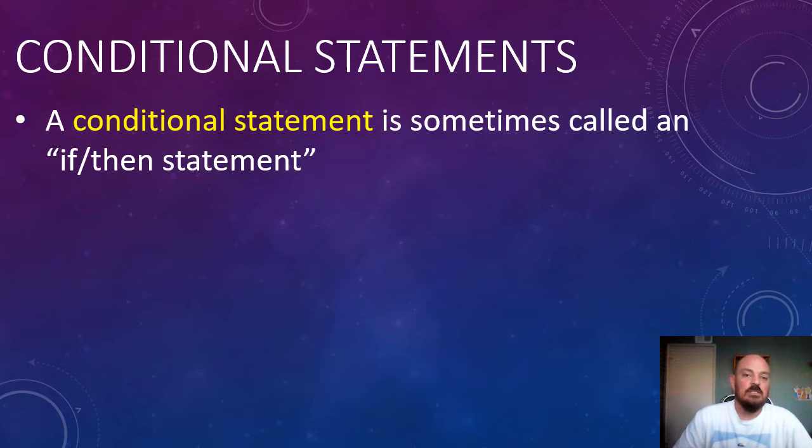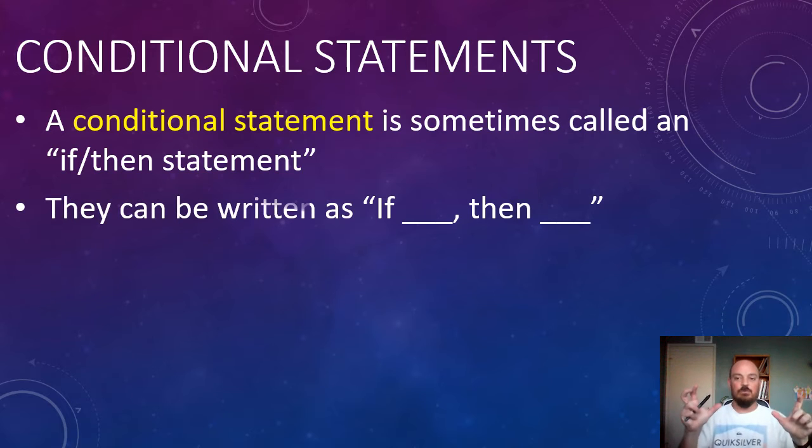A conditional statement is sometimes called an if-then statement. The technical name for it is conditional statement, but what we usually call them is if-then statements because that's how they can be written. They can always be written in that format. If something, then something. And that's what we mean by conditional. The word condition means something has to happen before something else can. So like, you might say to your parents, can I go out with my friends? And they might say, well, yeah, on the condition that your homework is finished. They're saying like, if your homework is finished, then you can go out with your friends. If it's not, you can't. That's an if-then statement. If you finish your homework, then you can go out with your friends.